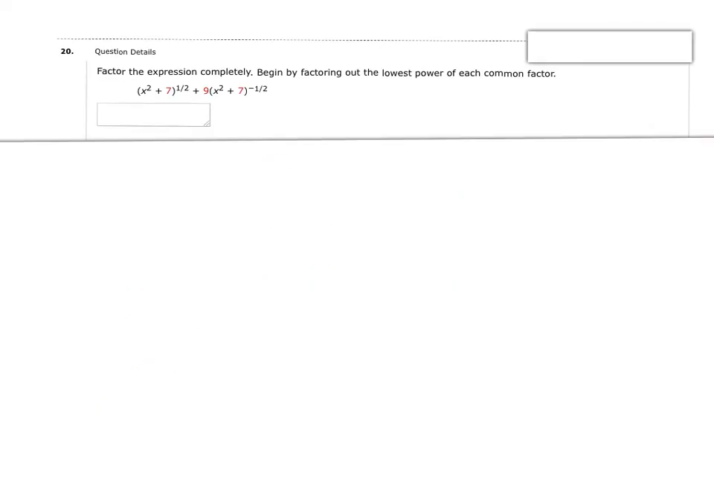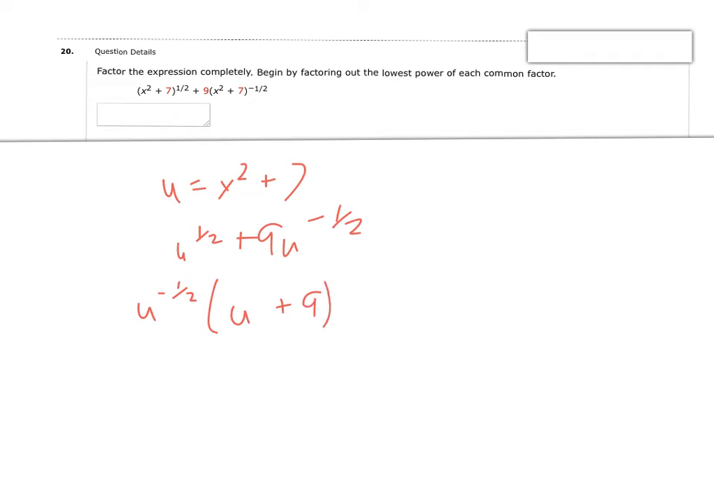All right, some more of the same here. So I'm going to use some u substitution, let u equal x squared plus 7, and then we will call this u to the 1/2 plus 9u to the negative 1/2. And so I'm going to factor out u to the negative 1/2 power, since that's the smaller one, and that'll increase this one to a power of 1, and that'll just eliminate that u.